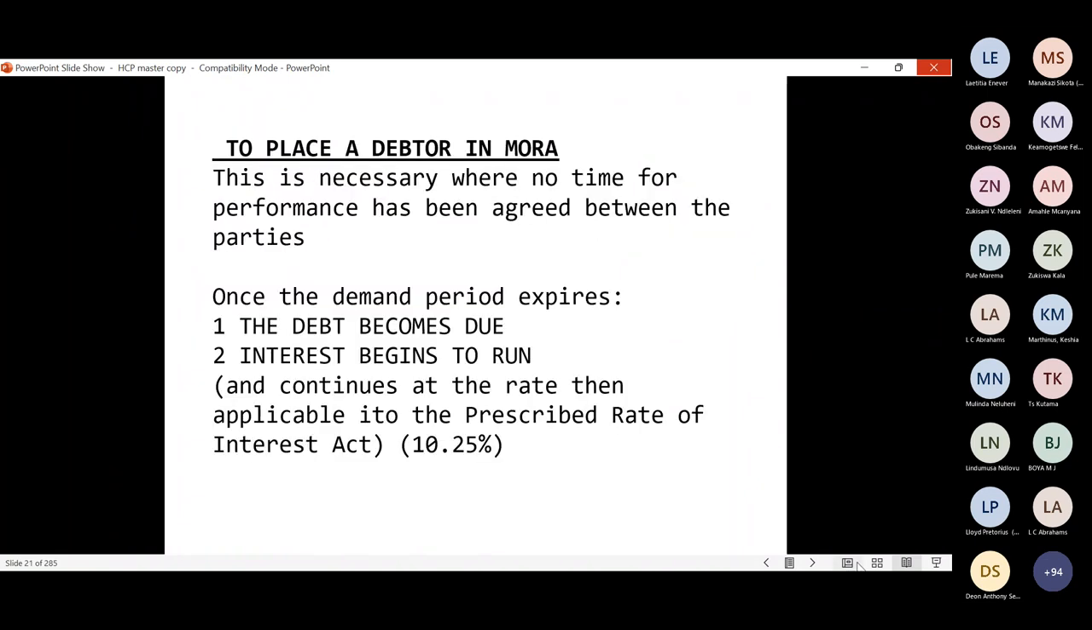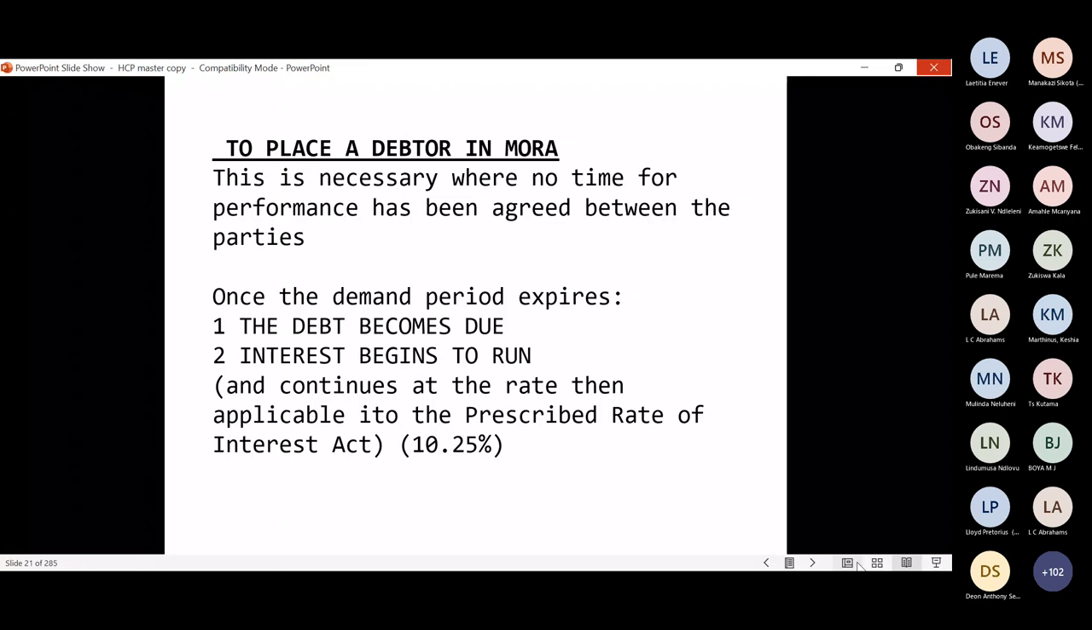Right. First of all, to place a debtor in mora, this is necessary when no time for performance has been agreed between the parties. Once the period that is in the demand expires, then the debt becomes due and interest begins to run. And then interest also continues at the rate applicable in terms of the Prescribed Rate of Interest Act, which is now 10.25.